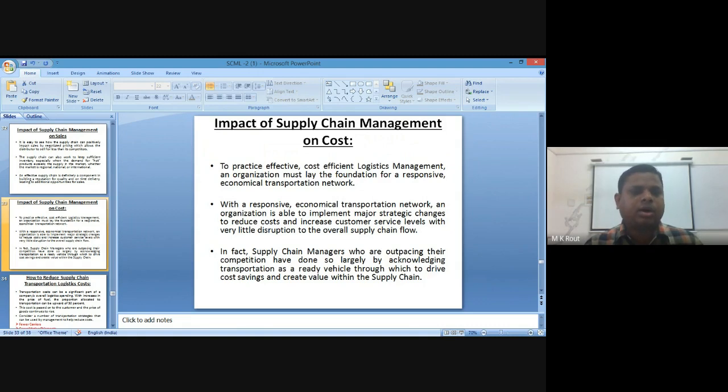To go for negotiating, or you can say price negotiation should be done from your side as well as from his side also, whenever you send a huge amount of items. Moving to the next point, with a responsive and economical transport network, an organization is able to implement major strategic changes to reduce the cost, increase customer service level with little disruption to overall supply chain flow.